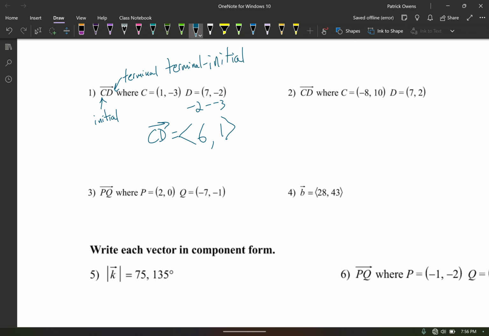In another example, let's take a look. We've got this CD is going to be 7 minus -8, and then 2 minus 10. So we'll have 15 and then -8.